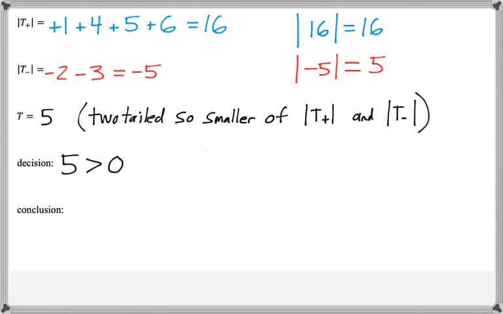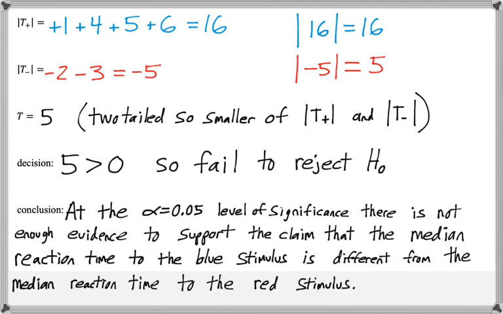So T is greater than the critical value. So we fail to reject the null hypothesis. And the conclusion would be, at the 0.05 level of significance, there is not enough evidence to support the claim that the median reaction time to the blue stimulus is different from the median reaction time to the red stimulus.